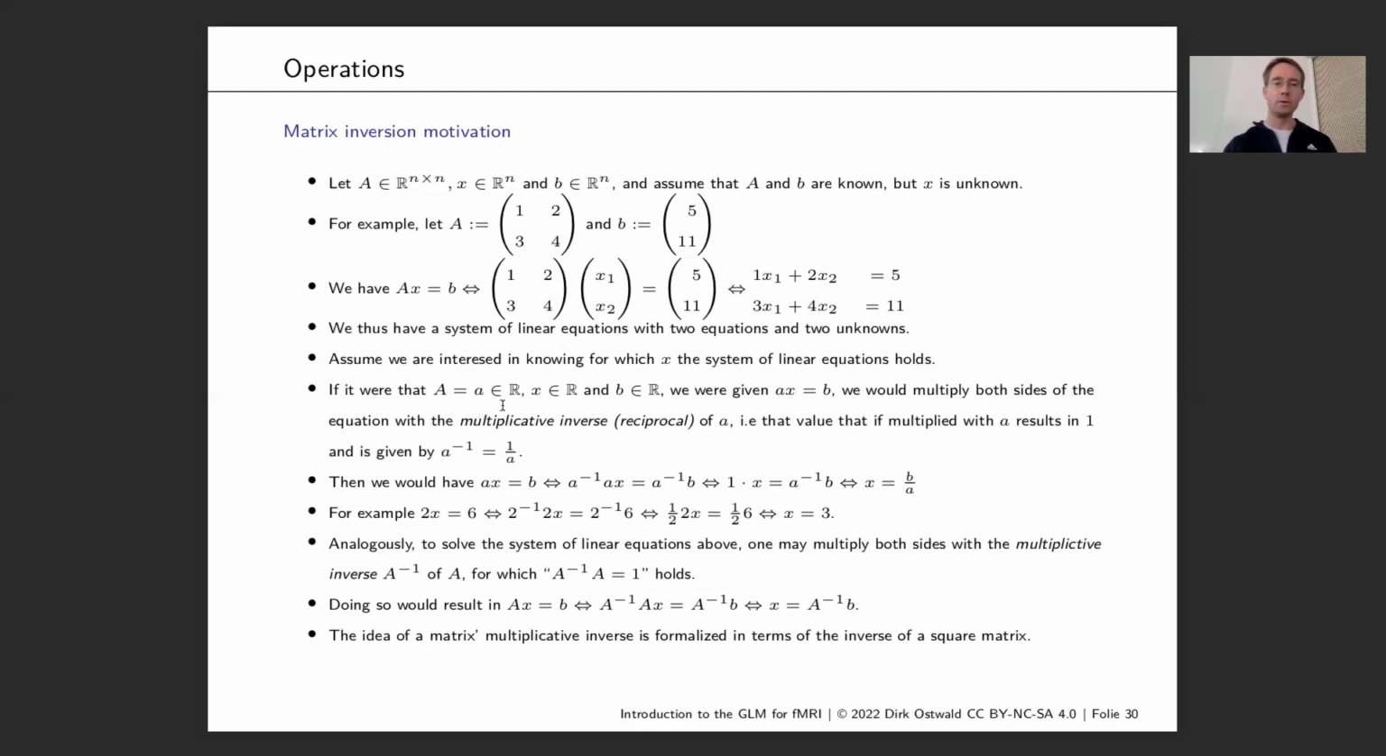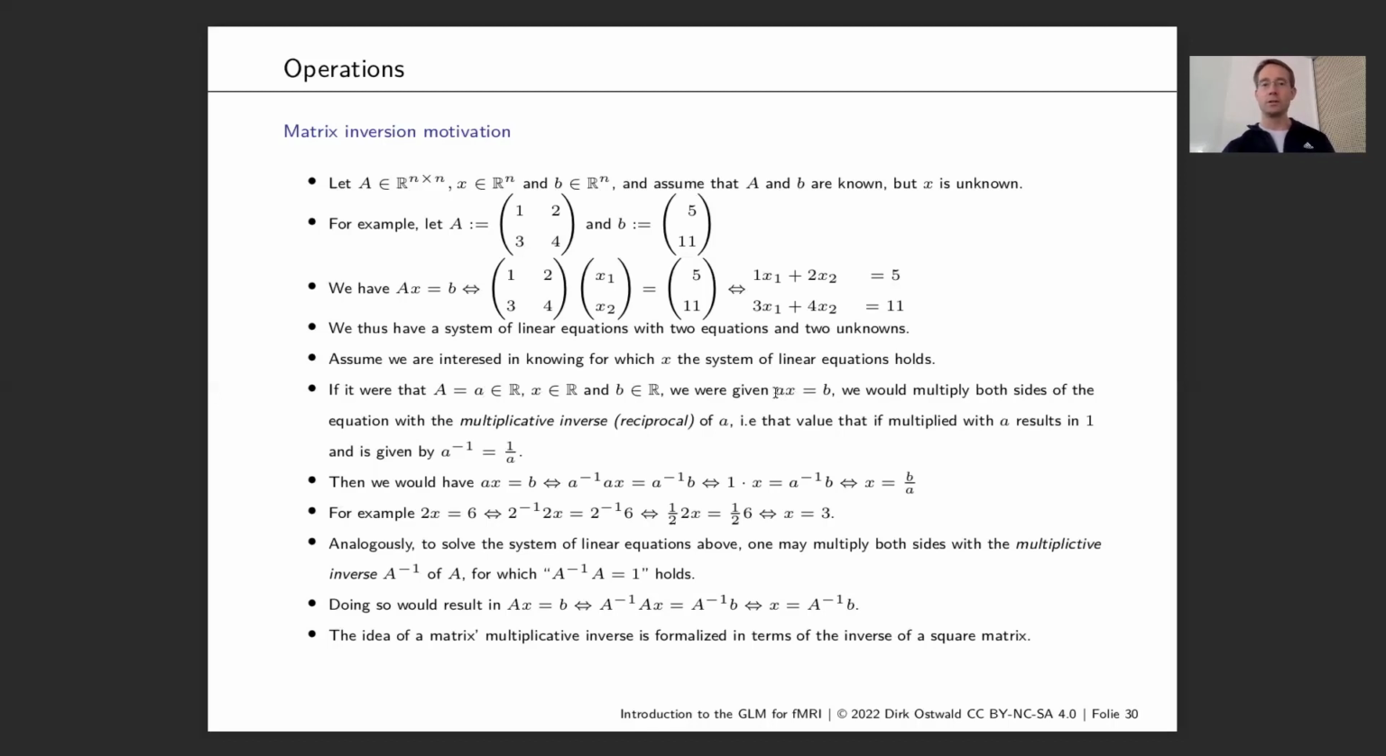So for introducing inverses, we now make a further assumption, namely that our matrix A is scalar, so it's a single number. X is also scalar, and B is also scalar. And we are considering just this equation here: A times X equals B. So, for example, 2 times X equals 6. So, what would you do to solve that? To figure out what X is?